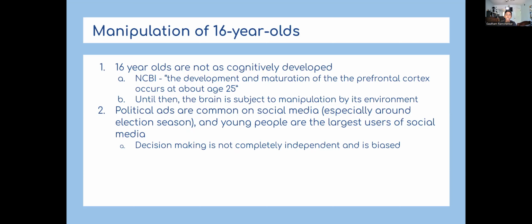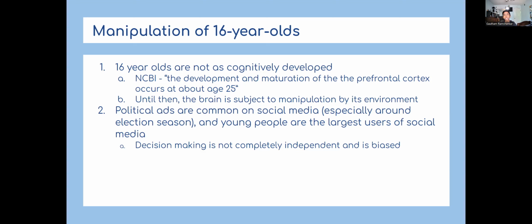Okay, so the first point that the opposition side can bring up is about the manipulation of 16-year-olds. So 16-year-olds are not as cognitively developed as 18-year-olds or other adults. And what that basically means is, just looking at the word cognitive on its own, it refers to the brain. And what this means is that 16-year-olds' brains are not as developed as 18-year-olds'. And according to an article from the NIH, or more specifically NCBI, the development and maturation of the prefrontal cortex occurs at about age 25.